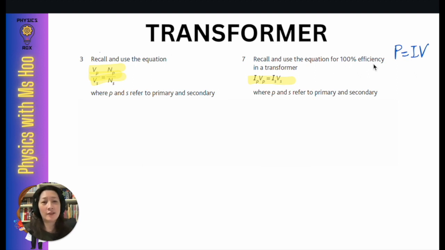100% efficiency just means that there is no loss in any energy or power. So the input power equals the output power. So input power is on the primary, that's why IpVp, and the output power is on the secondary, which is simply IsVs. So that's how the IpVp equals IsVs formula is derived. It's actually derived from the electrical power formula. So in case you can't remember the formula, just remember the 100% efficiency just means the input power equals the output power, and from there you should be able to derive the formula.